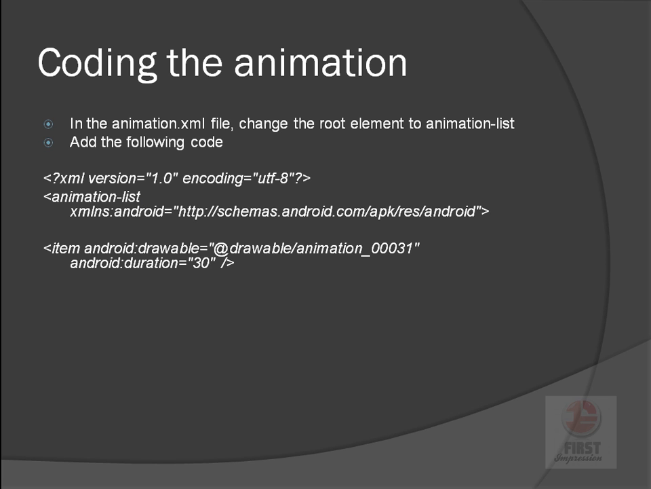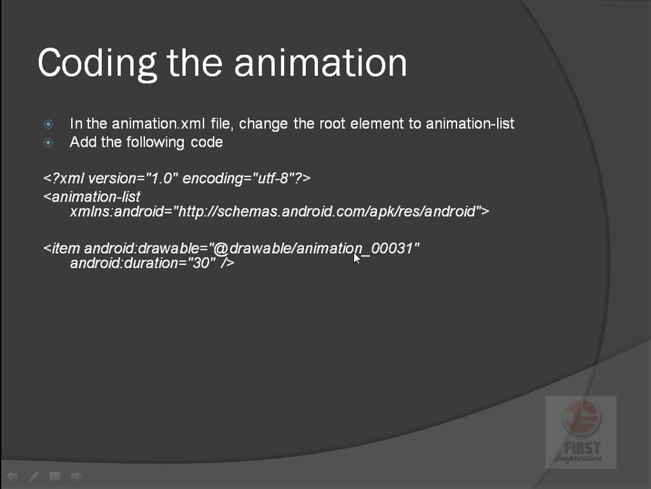and we have to add some items to this XML file. To add the item, we have to say item android:drawable. That indicates that we have to add a drawable item. The drawable item is located inside the drawable folder, so you have to get the reference of the drawable folder. This reference is obtained with the help of the @ symbol. So you have @drawable slash, inside the drawable folder, you have animation underscore 00031. This is the name of the image file that I have added.